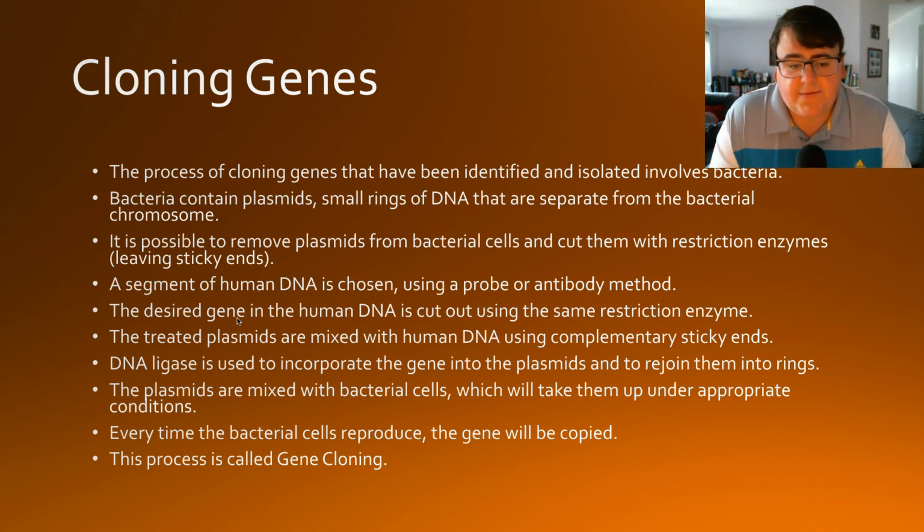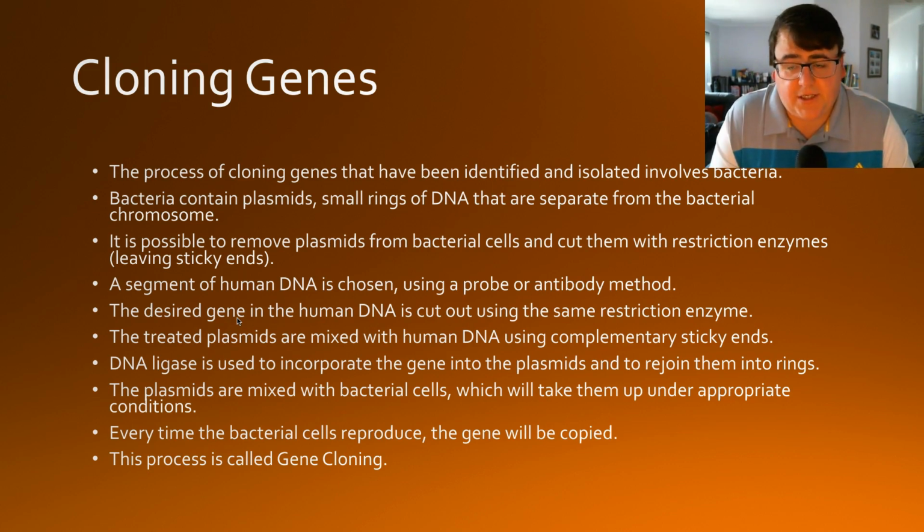DNA ligase would be used to incorporate the gene into plasmids and rejoin them into rings. The plasmids will then be mixed with the bacterial cells, and those bacterial cells will take in the plasmids if they're grown under the right conditions. Once they take them in, every time the bacterial cells reproduce, so with ideal conditions every 20 minutes, that gene will be copied. That's how we clone genes.